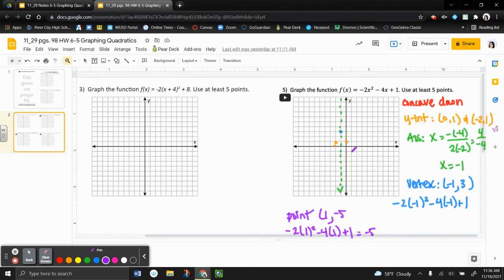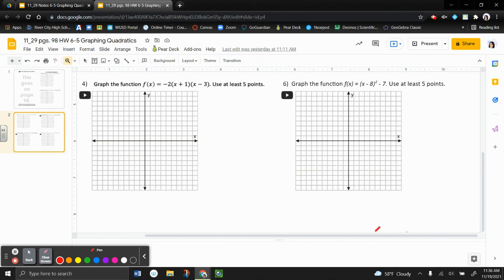So 1, negative 5. 1, 2, 3, 4, 5. And then its symmetric point is going to be right here. So that's going to be negative 3, negative 5. So there we have our graph.